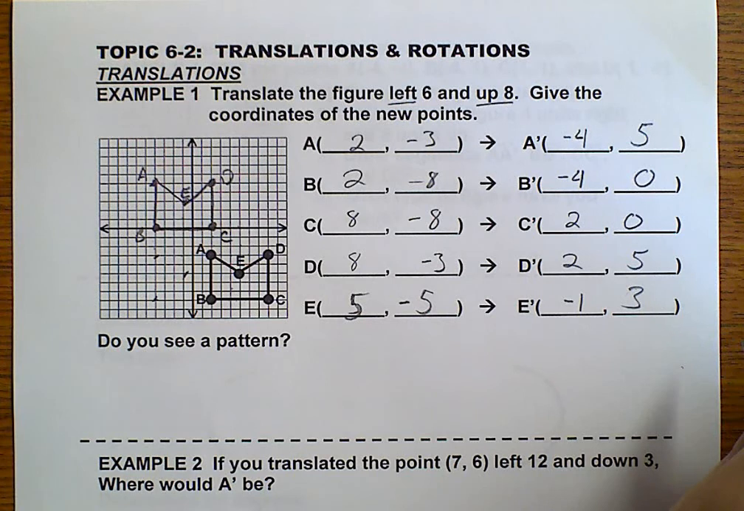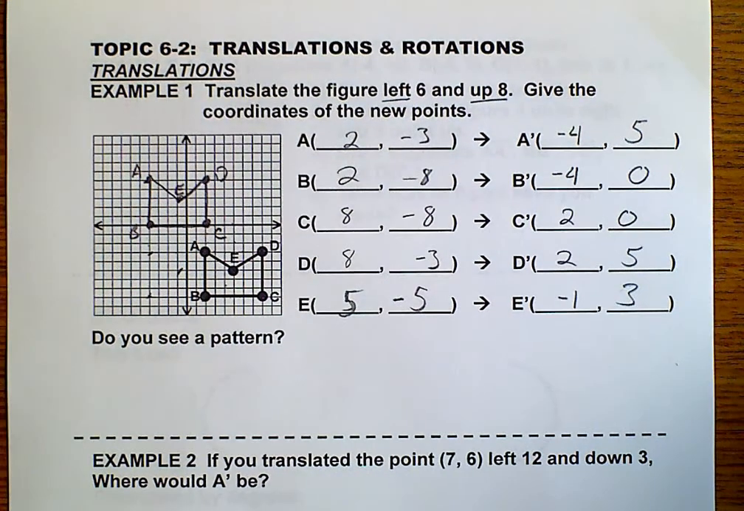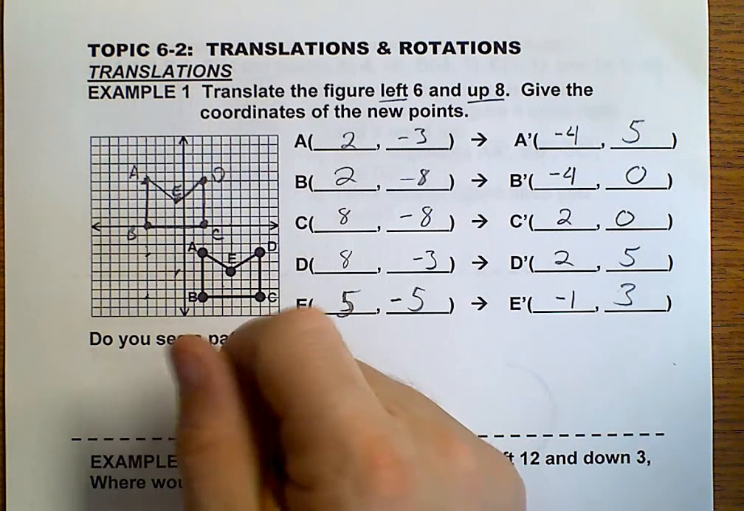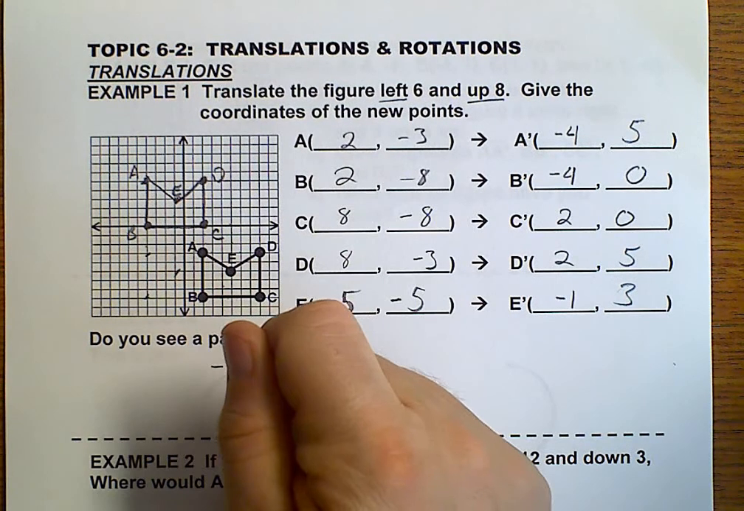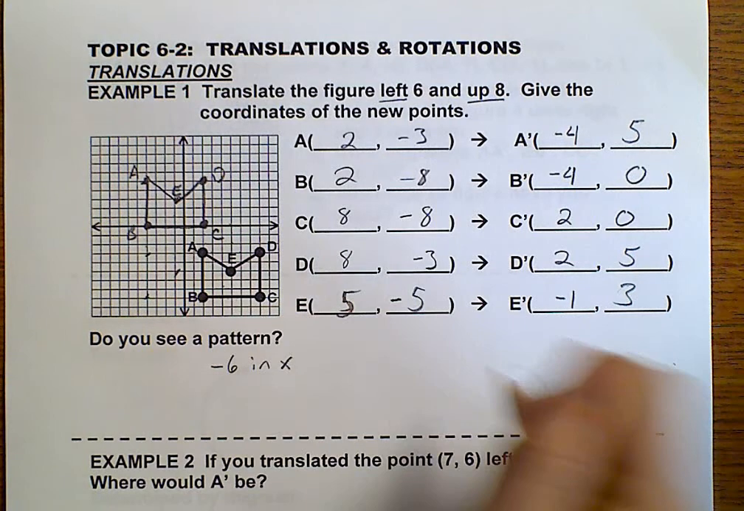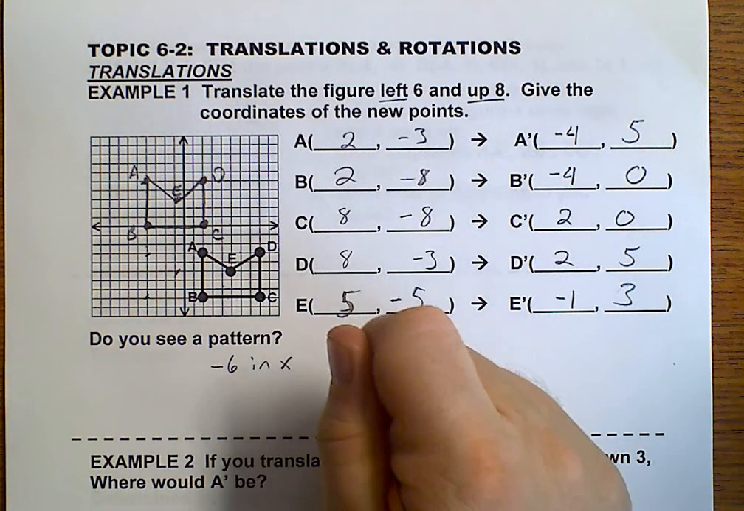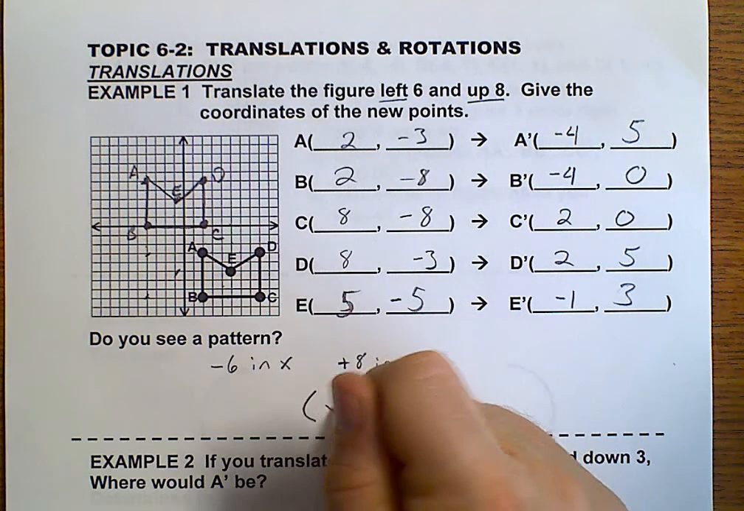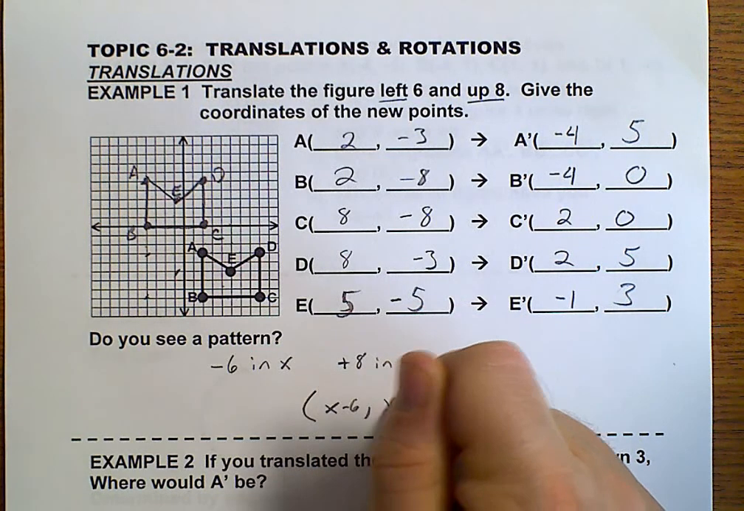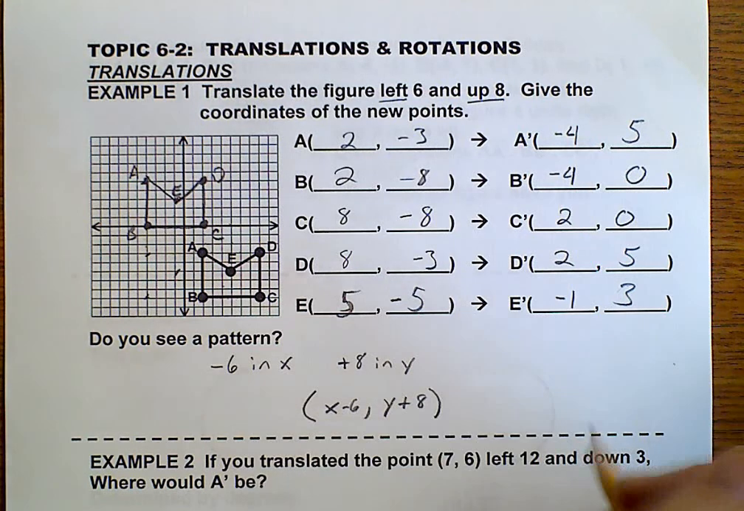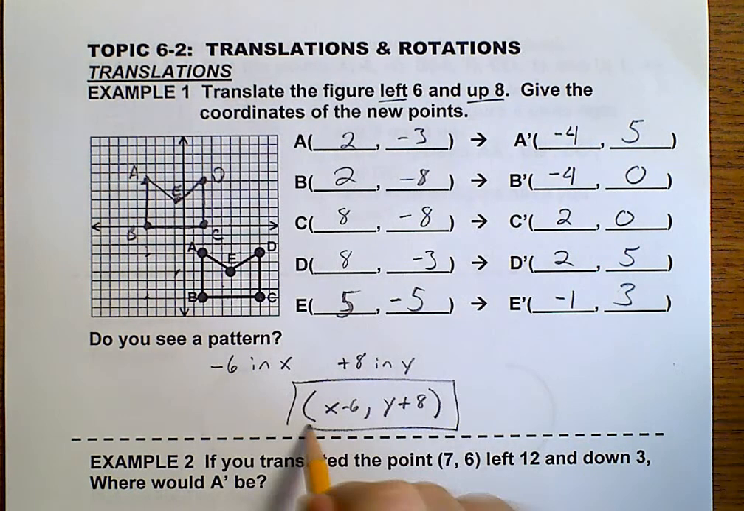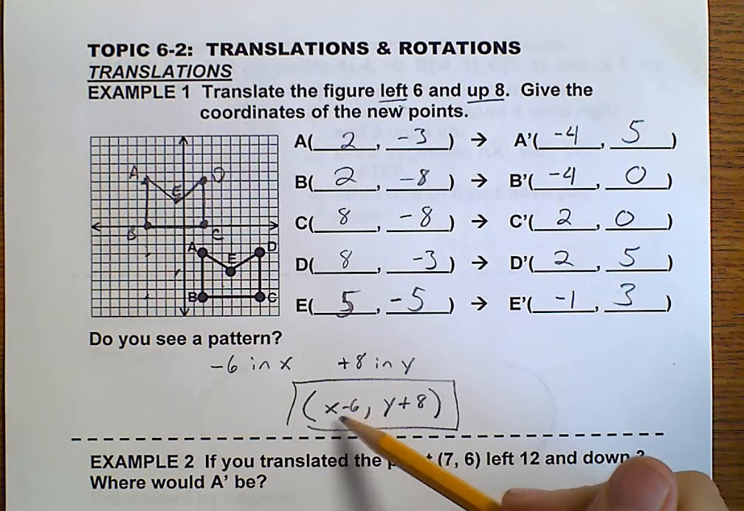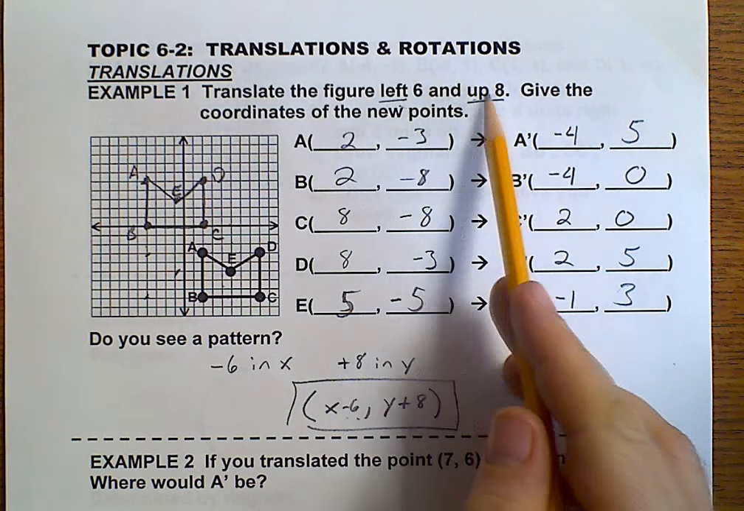So look at this, and you may be able to see a pattern. I want to go ahead and move a little bit quickly. The pattern is that we subtract 6 in X, and we add 8 in Y, which we'll write as X minus 6, Y plus 8. Because we went left 6, so we're going to subtract 6. Up 8, so we're going to add 8.